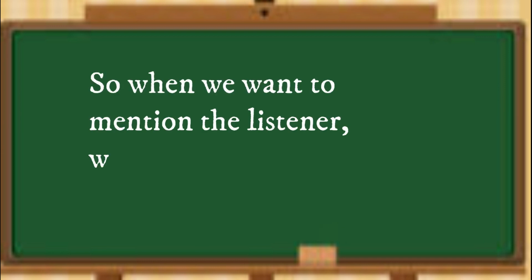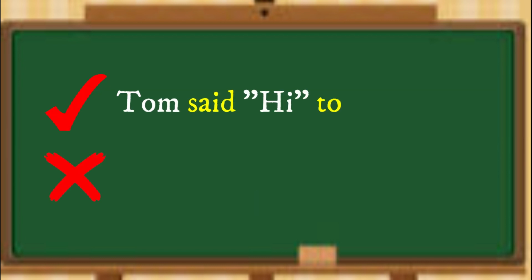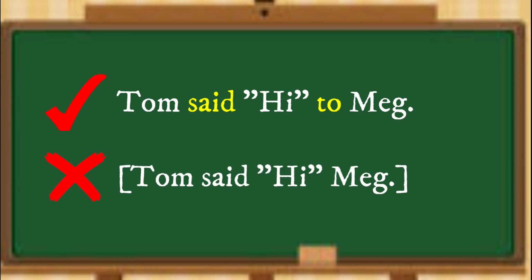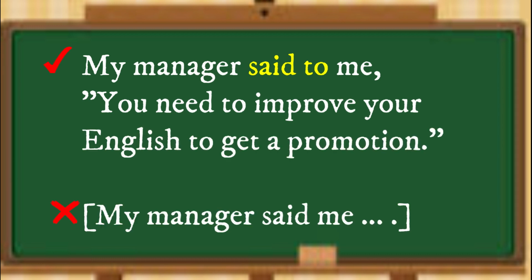So when we want to mention the listener, we must use it with "to," a preposition of direction. For example, Tom said hi to Meg. It shouldn't be "Tom said hi, Meg." Next, my manager said to me, "You need to improve your English to get a promotion." It is wrong to say, "My manager said me."